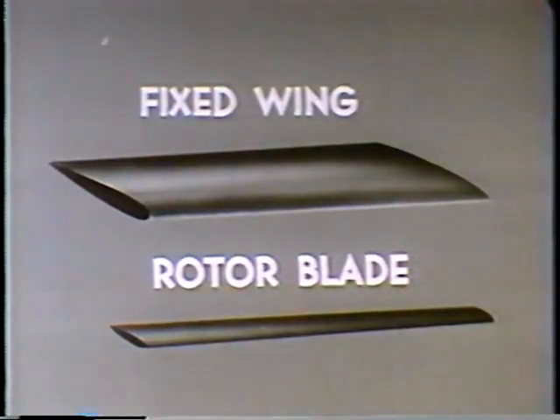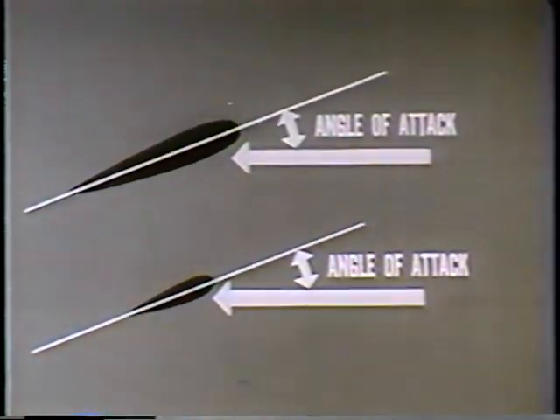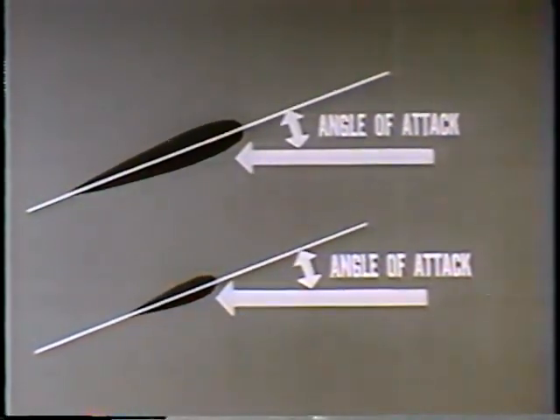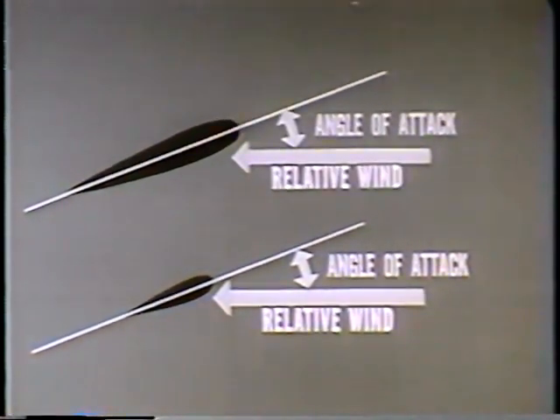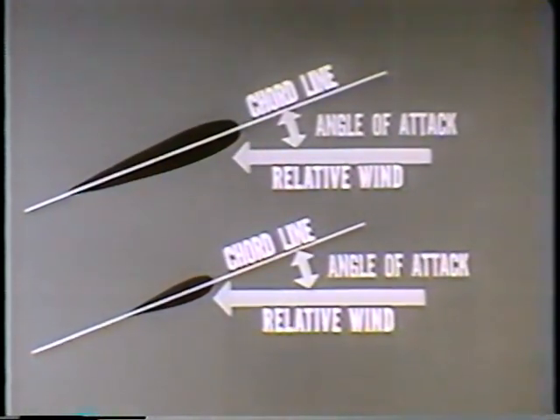Now let's take a look at the similarities between a fixed wing and a rotor blade. Their angle of attack is measured in exactly the same way. On both, it is the angle between the relative wind and the chord line of the airfoil.